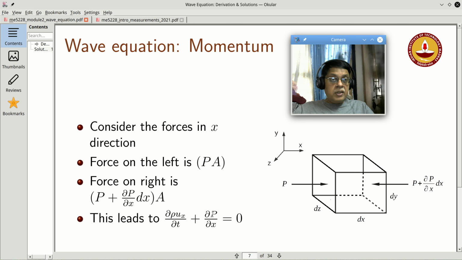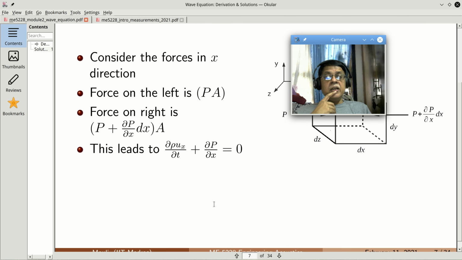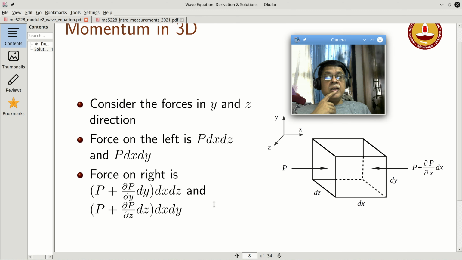Please remember that since it is compression, we are assuming acceleration is positive that way, but the net force is actually in the other direction, because if you assume ∂p/∂x dx is in this direction, the acceleration is in the positive x direction. So therefore we have ∂(ρux)/∂t equal to minus ∂p/∂x because of the direction associated with that. So this leads to this equation in one direction. You could do this same thing in the other directions, y and z also.